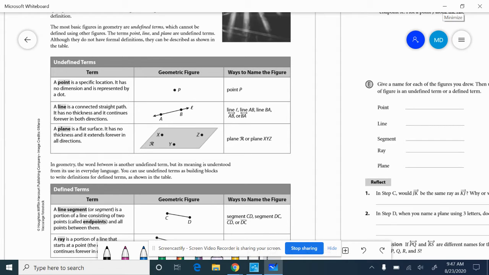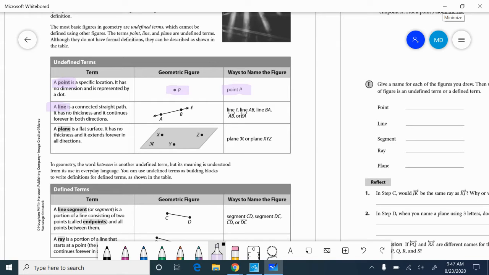So this would be something you would want to include in your notes. We have point, a specific location. It has no dimension and is represented by a dot. There's an example, and the way to name the figure would be point P.